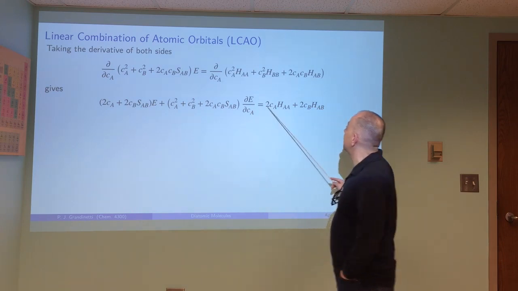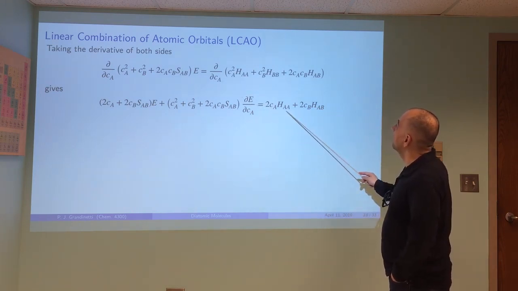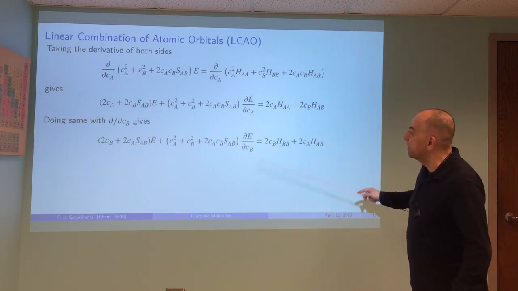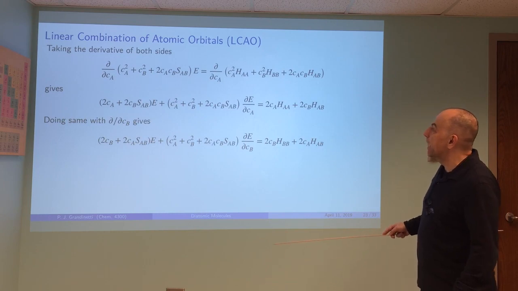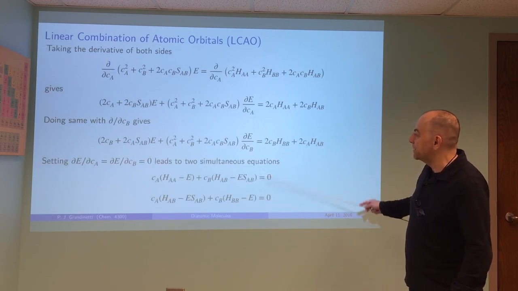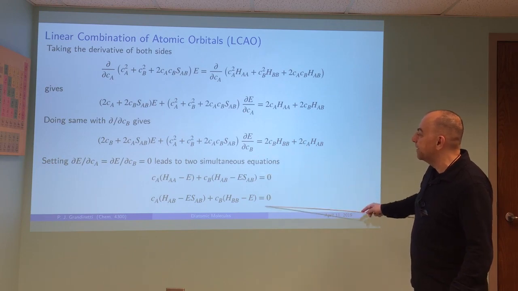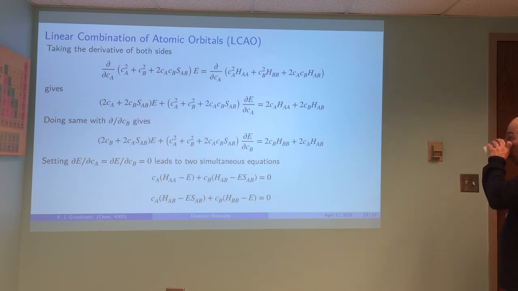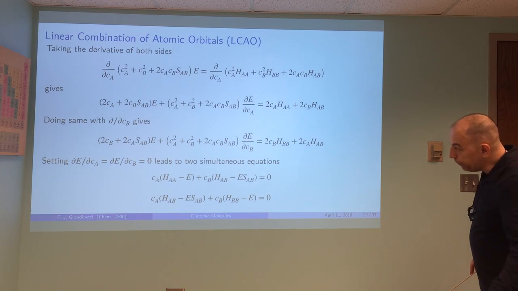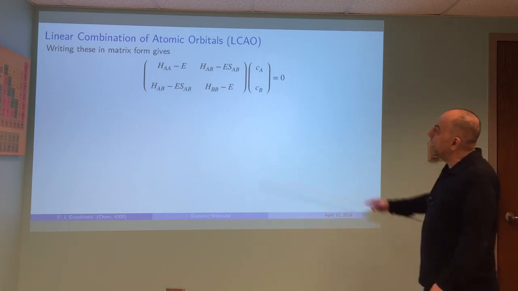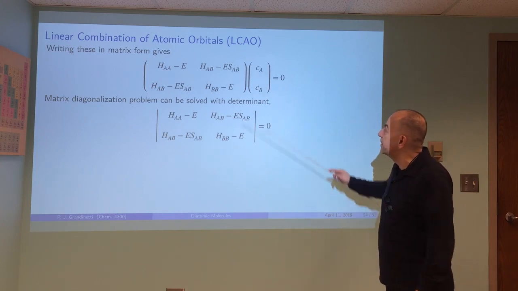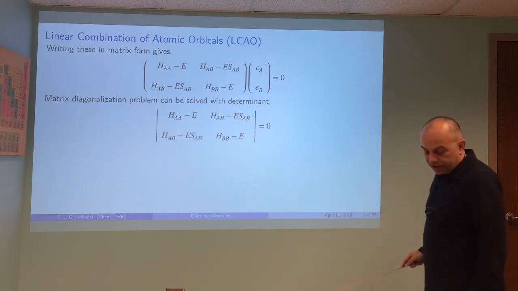times the derivative of E, and then on the same side, it's going to give me 2CA, HA, and then 2CB, HAB. And then I'm going to do the same thing with respect to CB. After a little rearranging, setting these guys equal to 0, I'm going to get this set of simultaneous equations. All right? So now I have 2 equations, 2 unknowns. So in a matrix form, it looks like this. And if you know anything about solving these linear algebra problems, then we just need to solve this determinant.